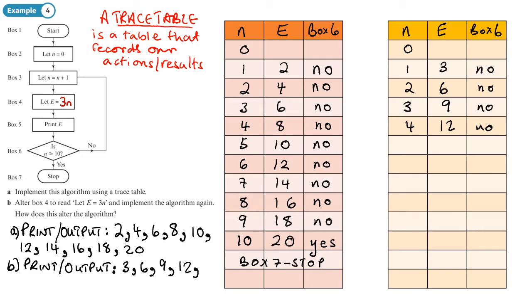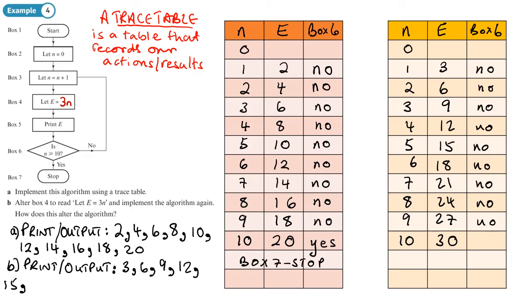12, 15, 18, 21. So let's do a few more rows. 24, 27, 30. Okay, so it's going to be 18, 21, 24, 27, 30. So we still print 30 before we say n is greater than or equal to 10.